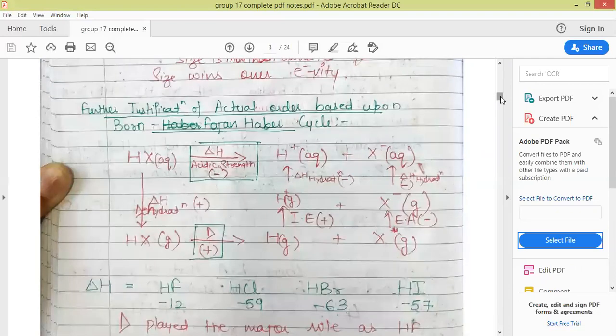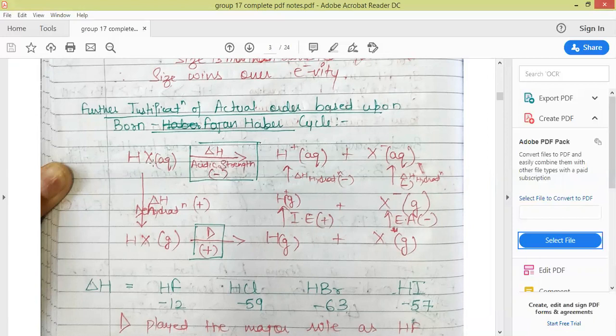Further justification of the actual observed order can be made on the basis of the Born-Haber cycle. Here, the acidic strength of any acid in aqueous condition can be measured based upon this reaction, that is, how easily it can furnish H positive in aqueous condition. So here delta H is the heat of formation of H positive, that is, the more the energy released for the formation of H positive, the more will be the acidic strength.